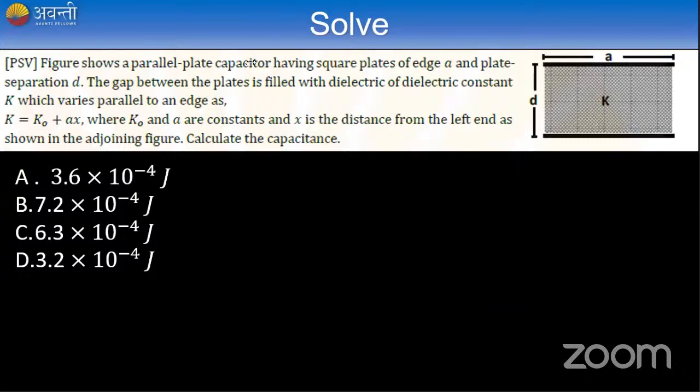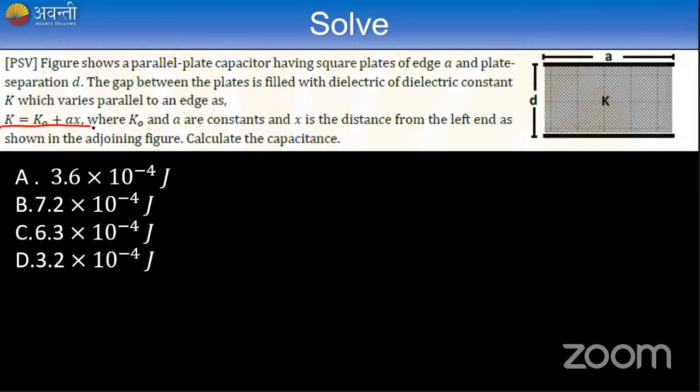Okay, so the next question goes like this. I have a figure showing a parallel plate capacitor having square plates with edge A. The plate separation distance is D. So this A is nothing but my area of cross section, and the separation distance between these two plates is D. The gap between these plates is filled with a dielectric medium of dielectric constant K, and it varies parallel to an edge.